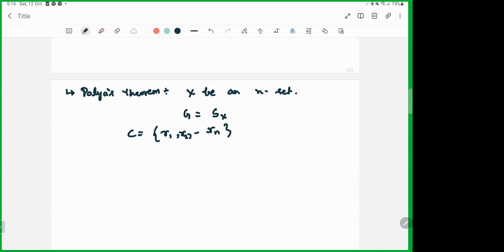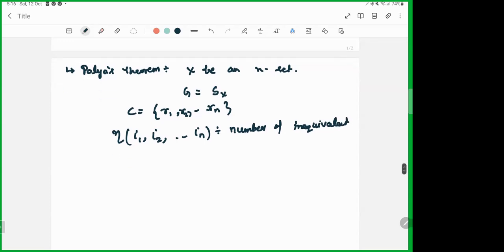For a tuple, eta indicates the number of inequivalent colorings under the use of some number of those colors. There was a function that maps from that set to the colors, basically a coloring of the set. So if you have these colors, then this eta I1, I2, In denotes the number of inequivalent colorings in which R1 appears I1 times, R2 appears I2 times, Rn appears In times, right?